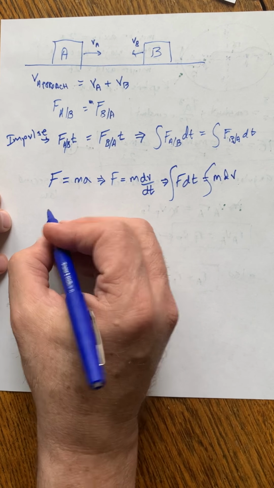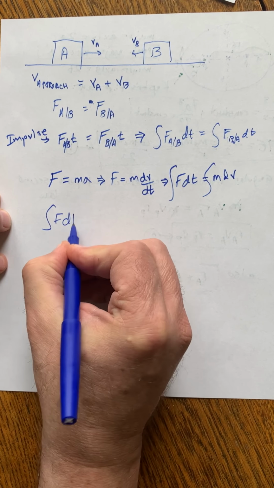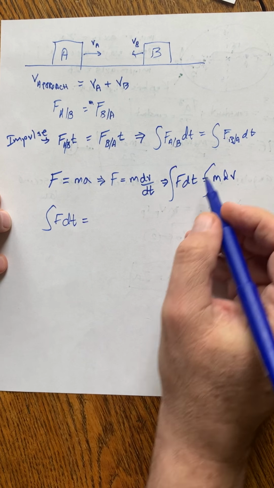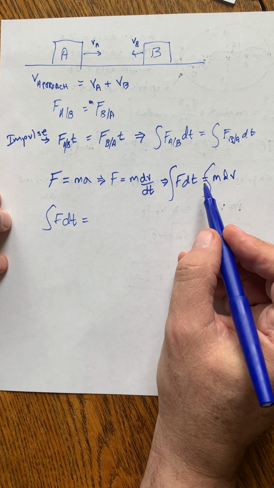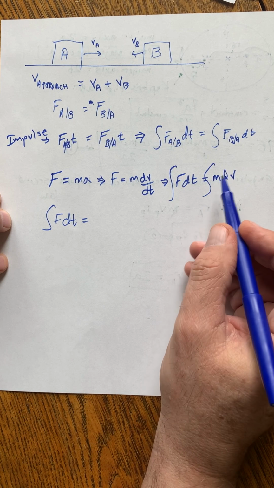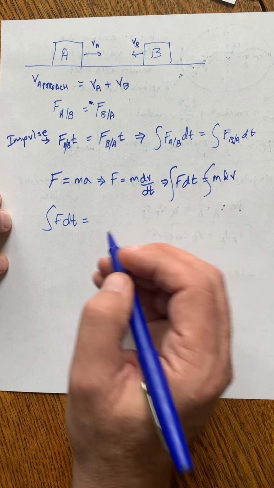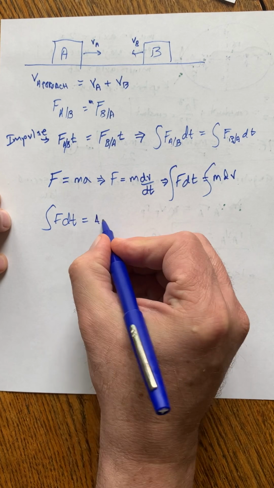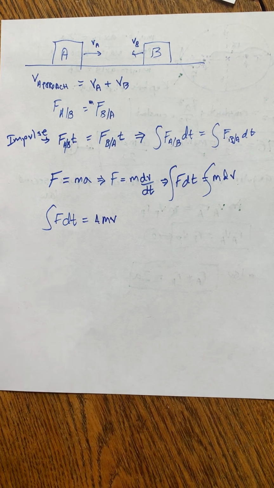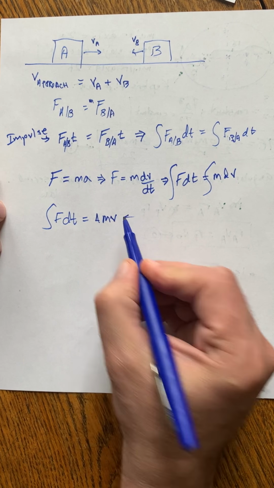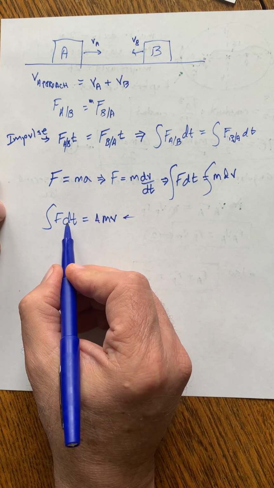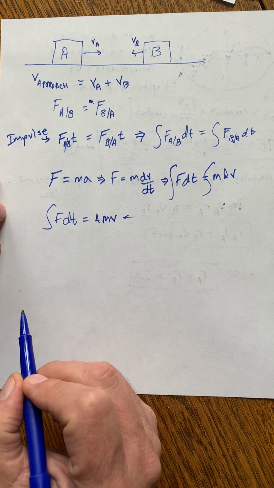And what it tells us is the integral of F dt is equal to the integral of m dv, and for collisions, mass is going to be constant, so the mass comes out of that. So it's m times the integral of dv, which is just the change in mv, or the difference in mv. So this tells us a basic rule of collisions, that impulse is equal to the change in momentum.